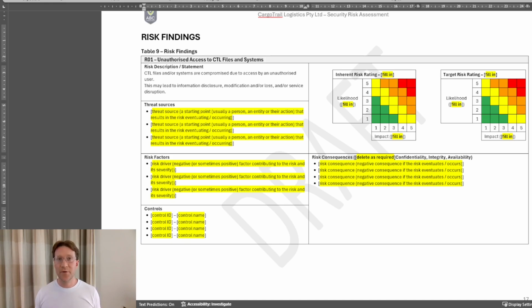We can then take these principles and apply them to our existing scenario risks. In this case, we have our first risk for Cargo Trail Logistics, the risk of unauthorized access to Cargo Trail Logistics files and systems. When we look at the risk description and statement, the first sentence is just a single sentence describing the risk in more detail than the title alone. In the second sentence, we are talking about the impact from a CIA point of view: confidentiality, integrity, and availability.